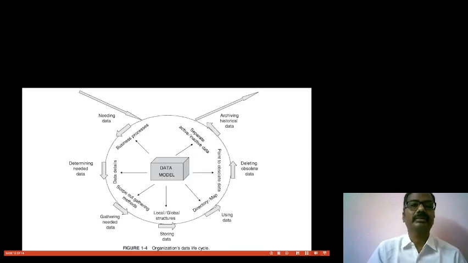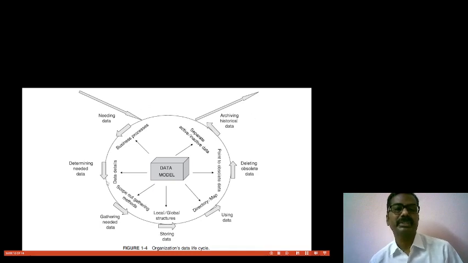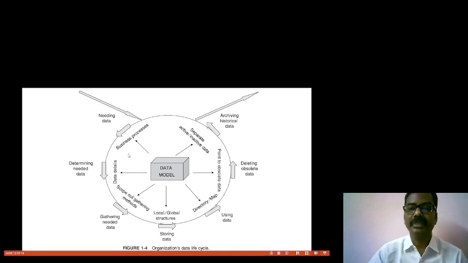So this is the diagram of the organization data life cycle. First of all, it starts from the data need. Why should we need that particular data? And then determining the needed data and so on. You can see how it is represented. All these stages are represented in the form of a cycle.